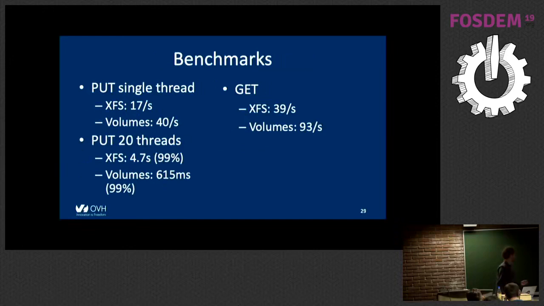A few benchmarks that I will let you read. I will not read this. That's obviously for mostly small objects. I think it was 16K or 32K. Again, for large objects, it will not change much.